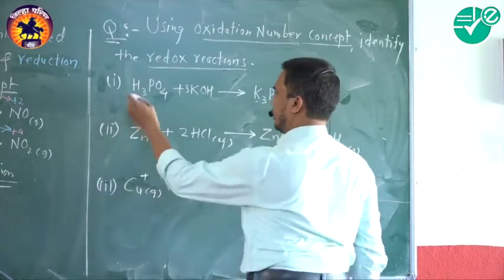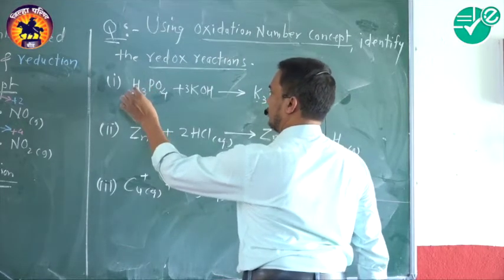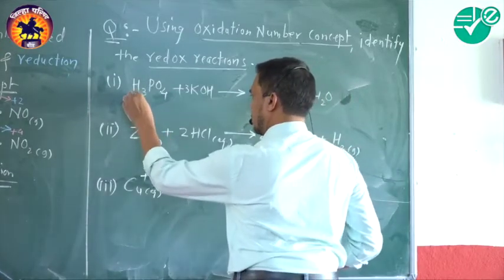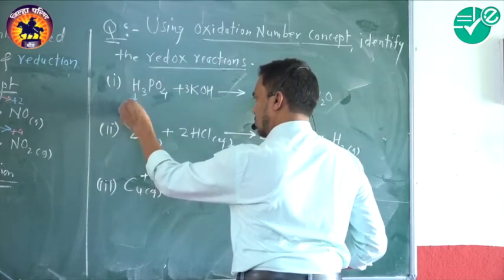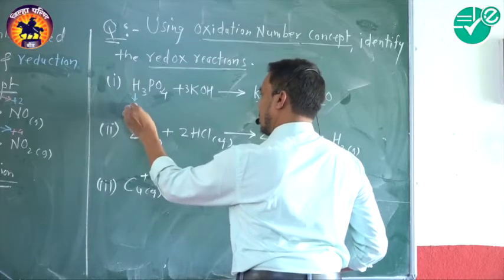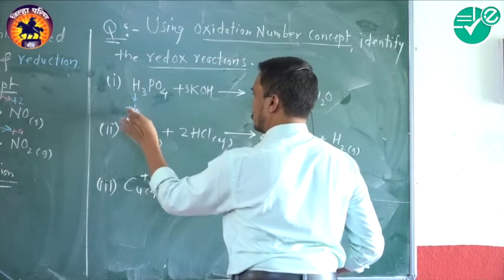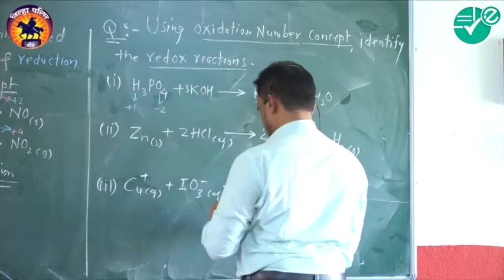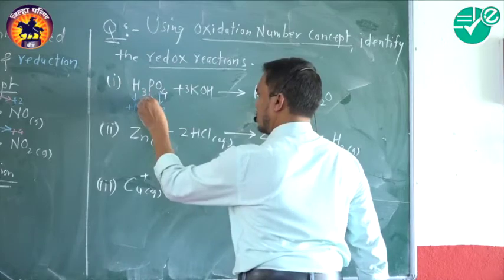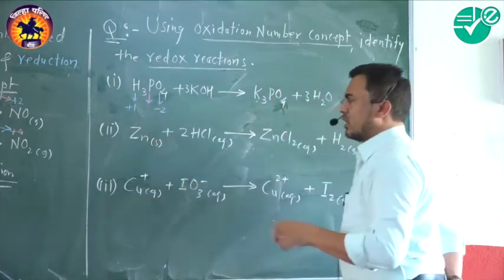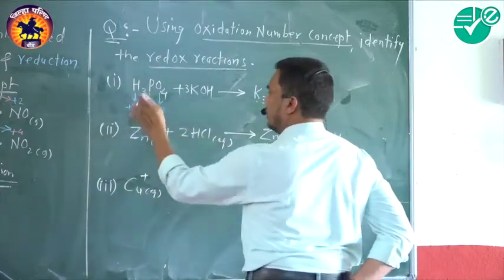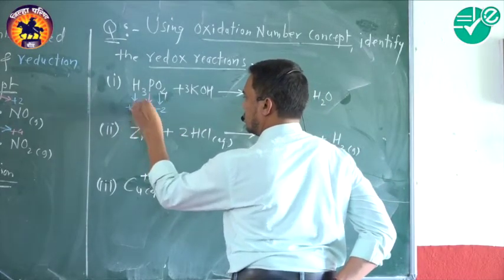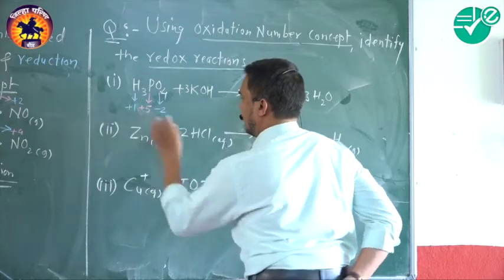We'll find out the changes from the reactants to the product. Now we have to find the oxidation state of phosphorus in phosphoric acid. Hydrogen is +1, so total hydrogen is +3. One hydrogen is +1, oxygen is -2. So for phosphorus, if you calculate, how much does it come to be? +3 -8, so -8 plus 3. So the oxidation state of phosphorus is +5.